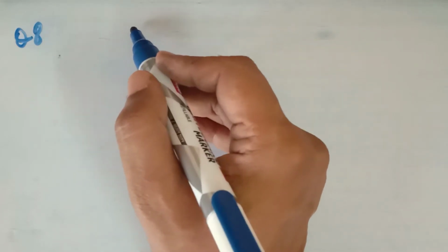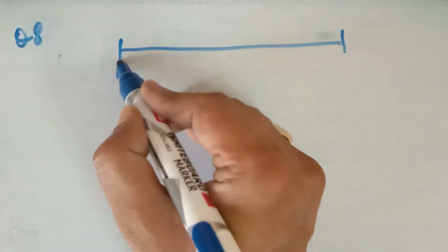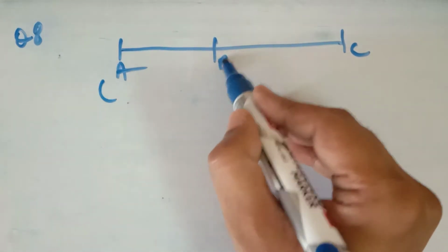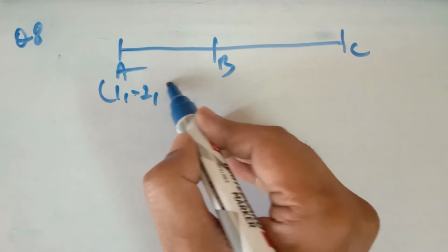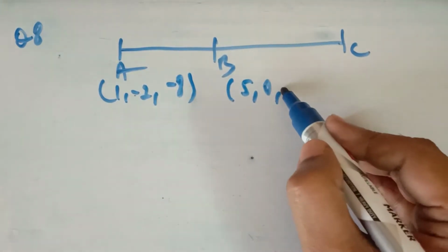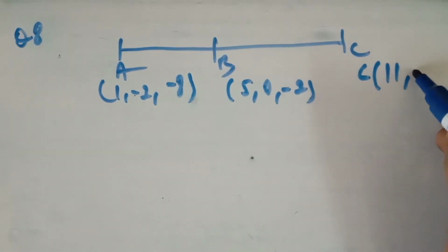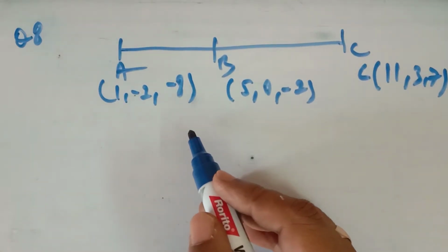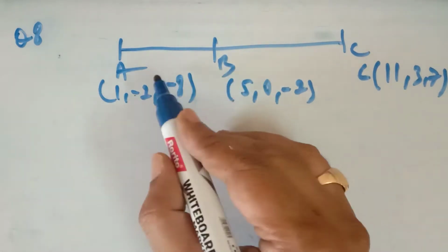Now in question number 8, you have to show that there are 3 points, A, B and C, and their coordinates are given. The coordinate of A is given as 1, minus 2, minus 8. The coordinate of B is given as 0, 5, 0, minus 2, and the coordinate of C is given as 11, 3 and 7. You have to show that these 3 points are collinear, and find the ratio in which B divides AC.